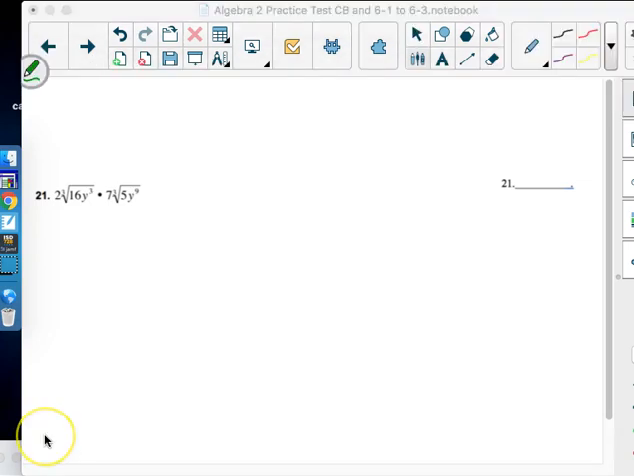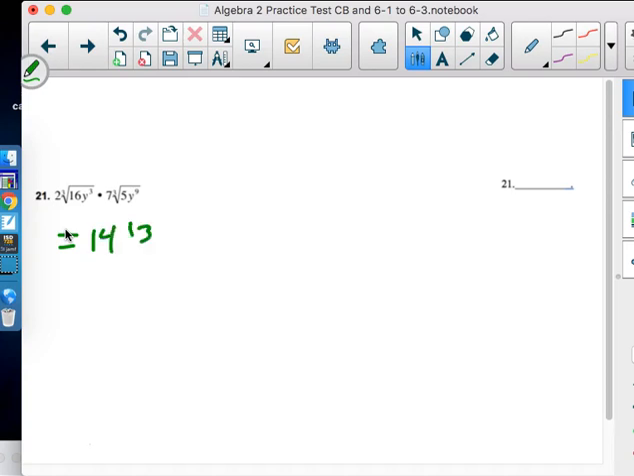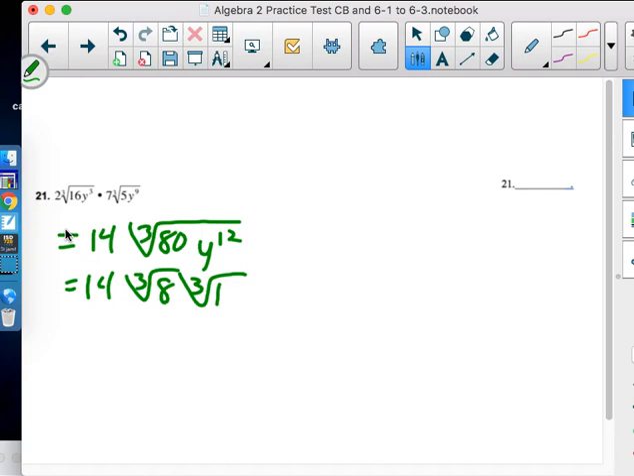Okay. For problem number 20, number 21, we would go ahead and multiply these two together and then simplify. So we have a 2 times 4, which is 14. We have a cubed root of 16 times the cubed root of 5, and that would give us 80. And then we would have y to the 12th. Then we'd grab our power charts and see if we have any nice cubed roots that'll go into 80, and 8 will go in, obviously 10 times.